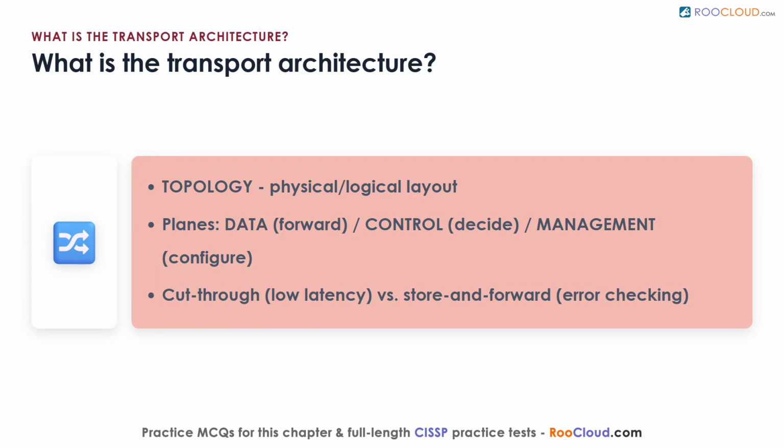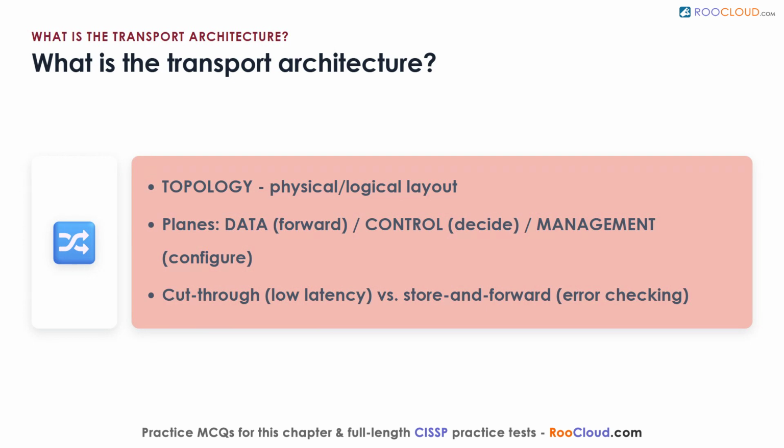Second, network functions divide into planes. The data plane forwards user traffic. The control plane decides how that forwarding happens and maintains the tables, and the management plane handles configuration and monitoring. Separating them lets you modify one without disturbing the others.